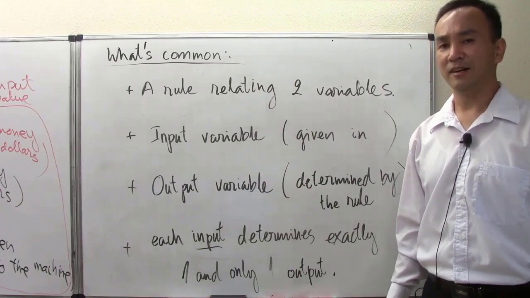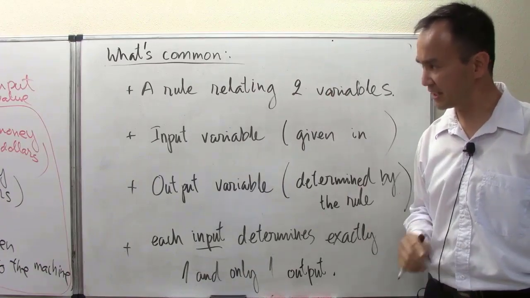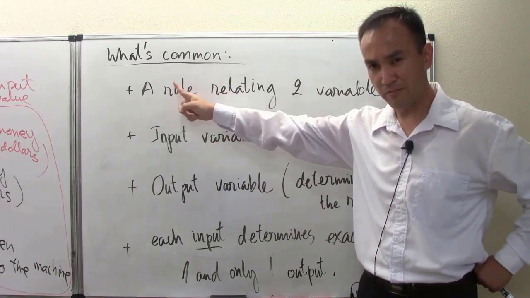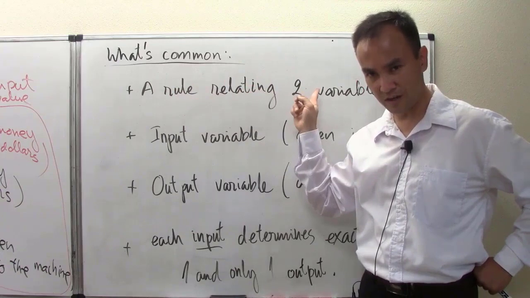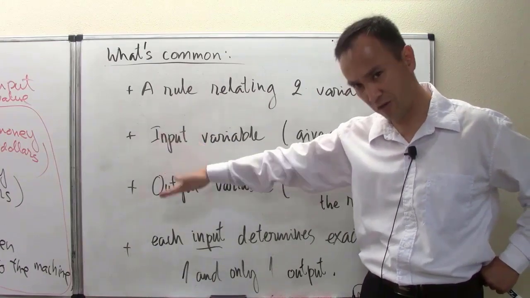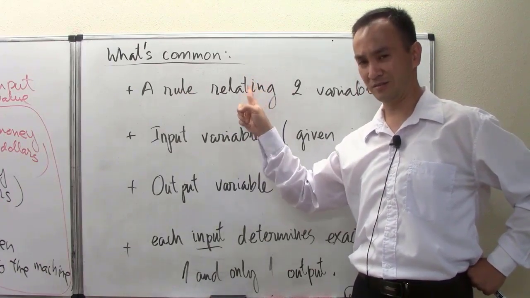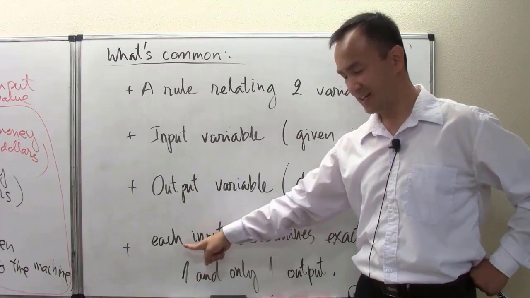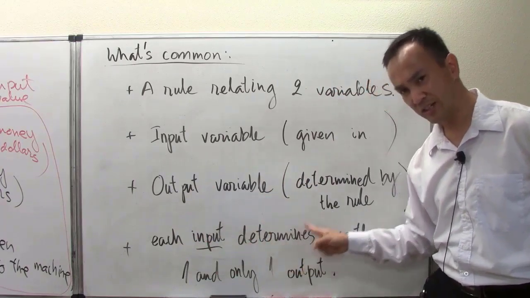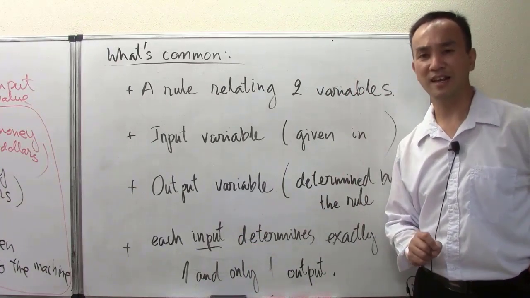All right. So now, at the end here, we actually have 4 fundamental characteristics. The number one, the most primary characteristic, is that it's a rule relating two variables. The two variables are the input variable and the output variable. That's easy to know and quite directly relating to what I said earlier. But that rule is not just relating. It has to relate in a way that each input determines exactly one and only one output. That's what matters right there. That's how important it is.